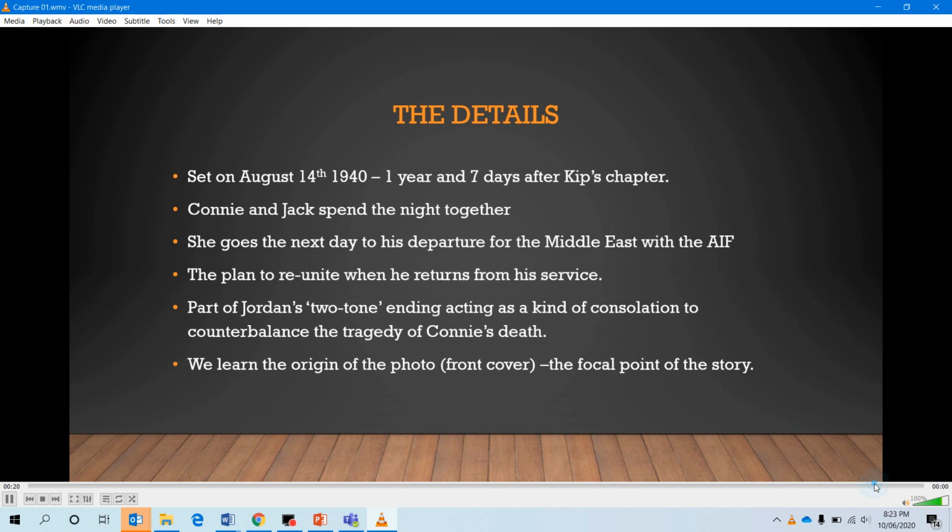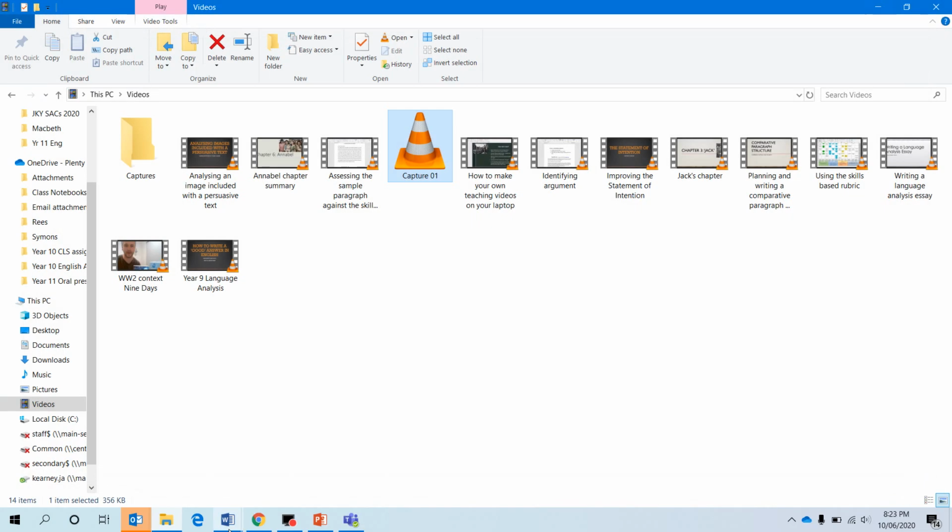Set on August 14th, 1940. Interestingly, it's a year and 7 days after Kip's chapter, and actually is the next chapter following on from Kip's. Read into that what you want. Connie and Jack spend the night together is sort of the main action of the chapter.